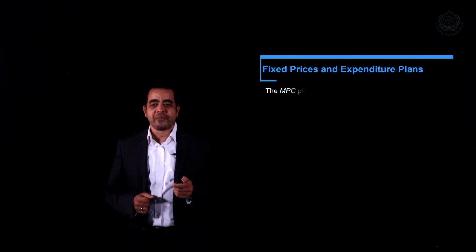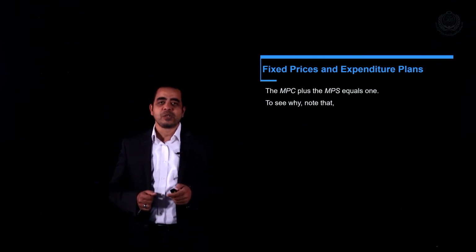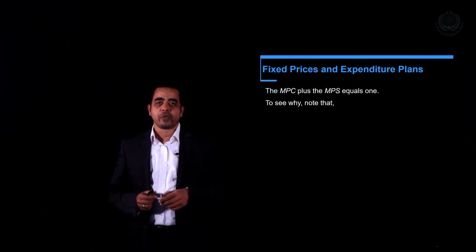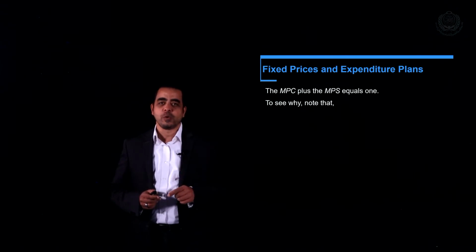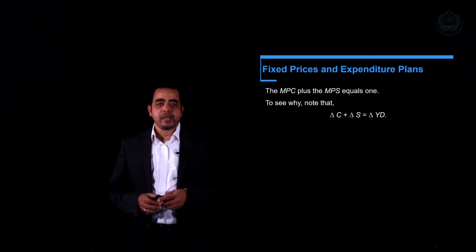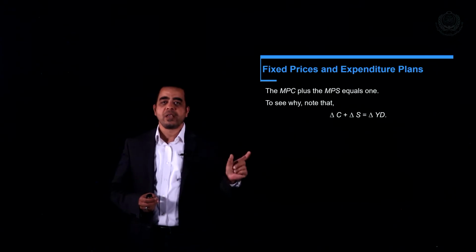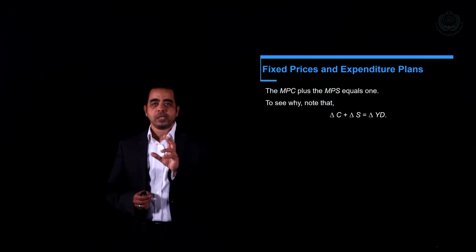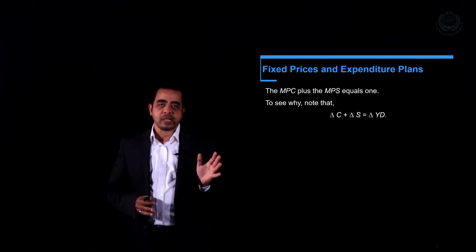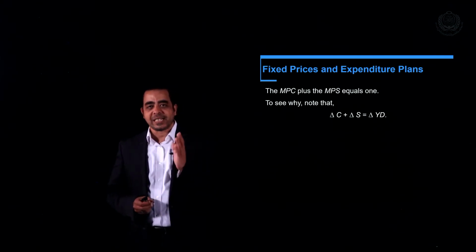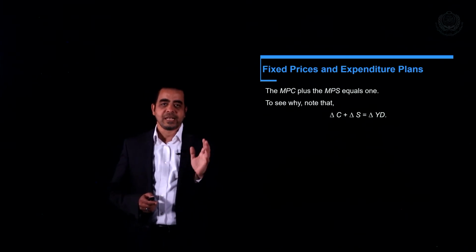There is a very interesting fact about the marginal propensity to consume and the marginal propensity to save: if we sum the marginal propensity to save plus the marginal propensity to consume, it will equal 1. Why? Because the change in your disposable income has to be channeled either to consumption or to savings. So delta YD, the change in your disposable income, will equal delta C plus delta S.